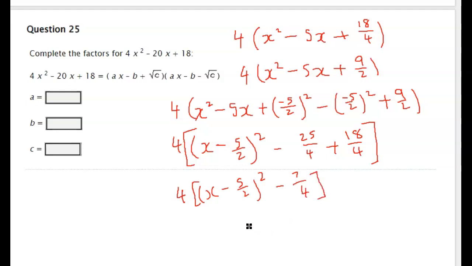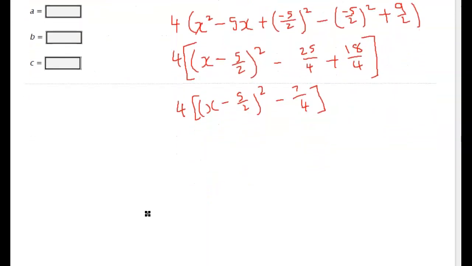Okay, and now we can do difference of perfect squares. So I'm just going to scroll. Now, at this point, you can expand this 4 in. So I'm going to do that. So 4 times x minus 5 on 2 squared. And then when I multiply this 4 by the 7 on 4, that disappears. So I'm just left with that. And I'm just going to do a sneaky look at my calculator just to make sure I'm on the right track. Okay, so now let's complete the square.